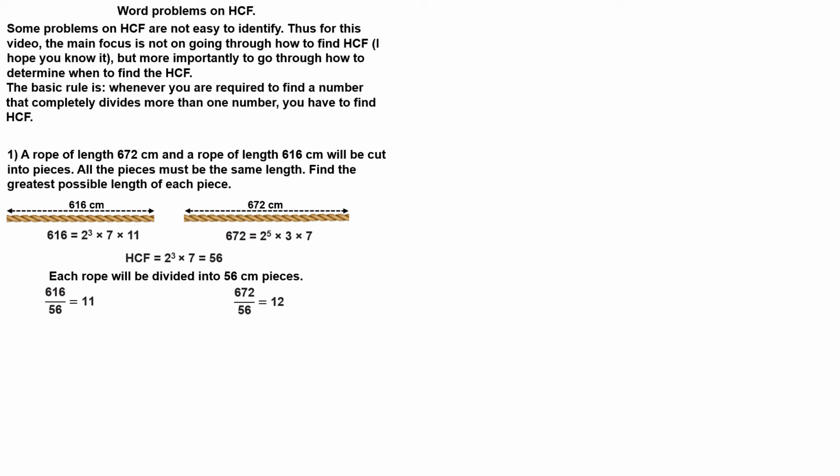So the greatest possible length must be the highest common factor of 672 and 616. The greatest possible length is 56 centimeters. Each rope will be divided into 56 centimeter pieces. If we were asked to calculate how many pieces each rope would be divided into, we would divide the length of each rope by the length of each piece, 56 centimeters. 11 pieces of 56 centimeters and 12 pieces of 56 centimeters.